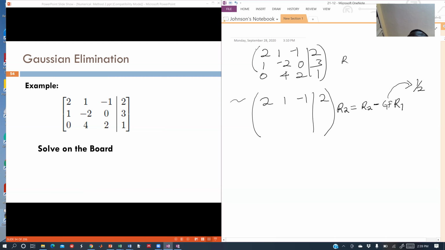Row 2 minus, so 2 times row 2 minus row 1. I will not accept this particular operation because it has some issues.